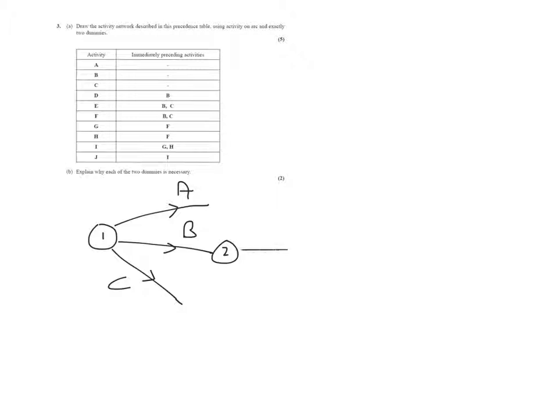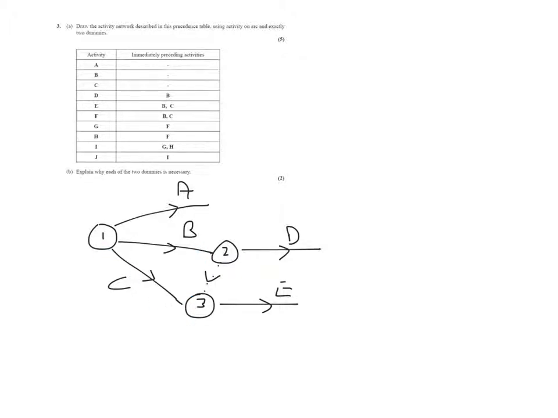So here's how to answer this question. We've got activities A, B and C, and none of them have any activity that needs to be done first. Now, activity D requires B to have been done first. Activity E requires C to have been done first, but it also requires B to have been done first. So that's why we have a dummy activity, show the dotted line, like that. And now this shows that in order to start E, you need to have done B and C.